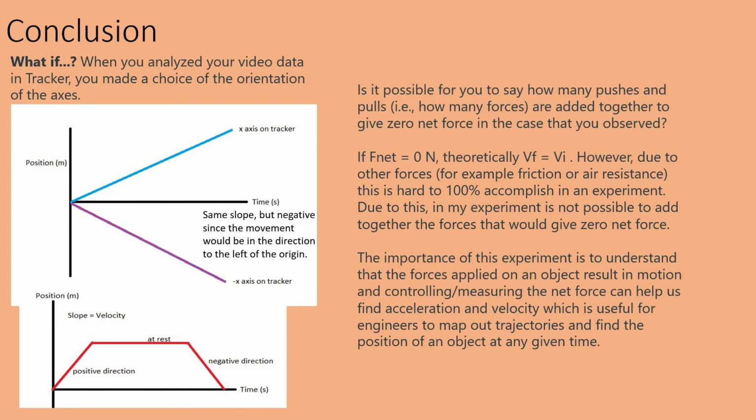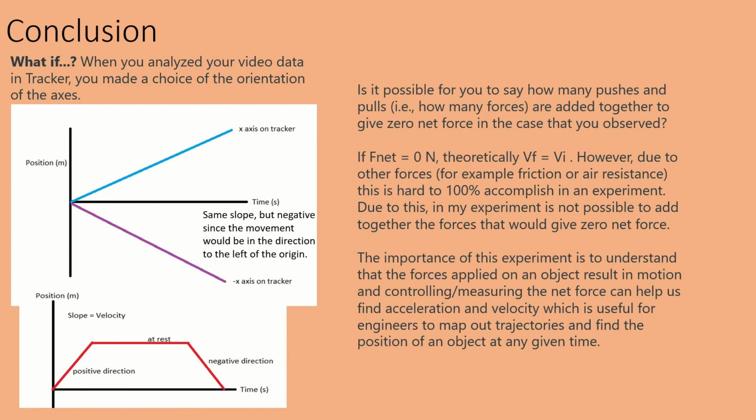So, what if when we analyze the data, we actually wanted to flip around the axes? So basically, make the ball move backwards. How would the position versus time graph look? I've drawn a graph here. As you can see, the positive constant slope shows the ball moving in the positive x direction, and the purple line shows the negative x-axis, so if the ball is moving backwards.